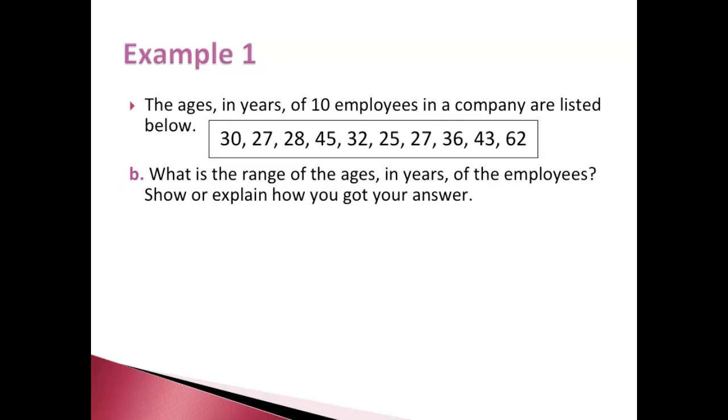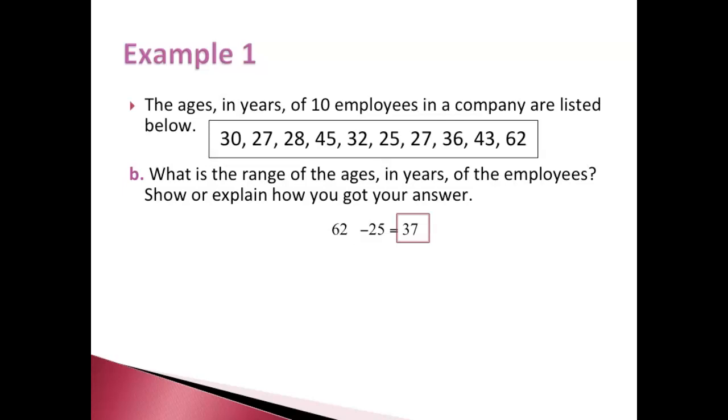All right, so the range, remember, is going to be the highest value minus the smallest value. We know the highest one is 62 and the smallest is 25, so 62 minus 25 equals 37. And just showing that 62 minus 25 is the work that you did to get to 37 will be enough work to show how you got your answer.